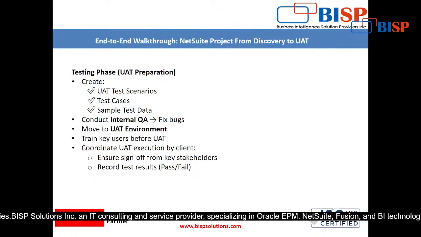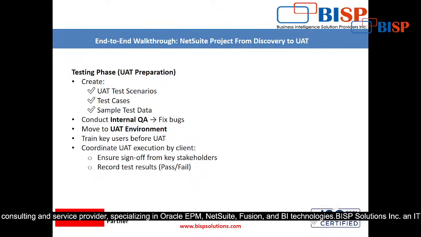Now in this way you can see the testing phase. In the testing phase, what happens, first of all you have to create the record. So UAT test scenario, test cases, and sample test data, all these things will be given to you. Okay, and we have to do the testing, then conduct internal QA, fix the bugs.